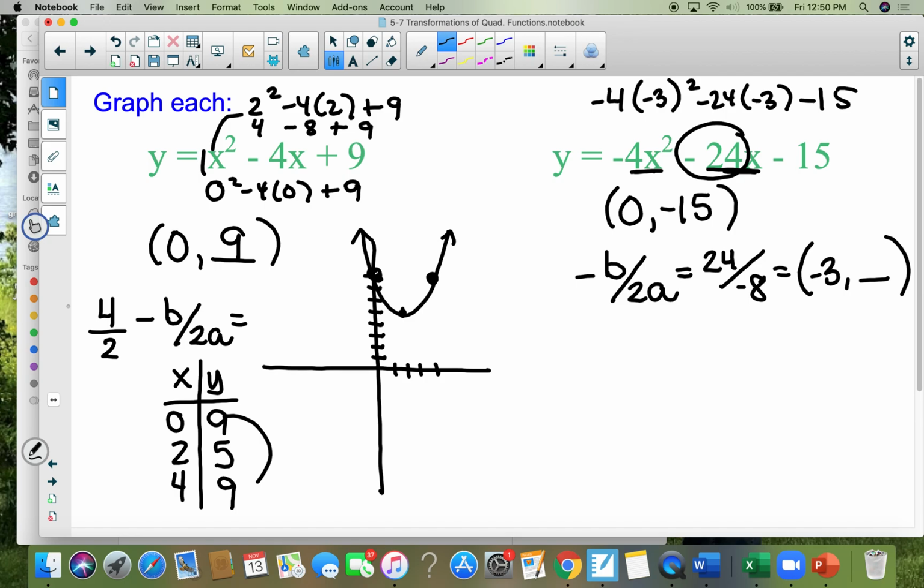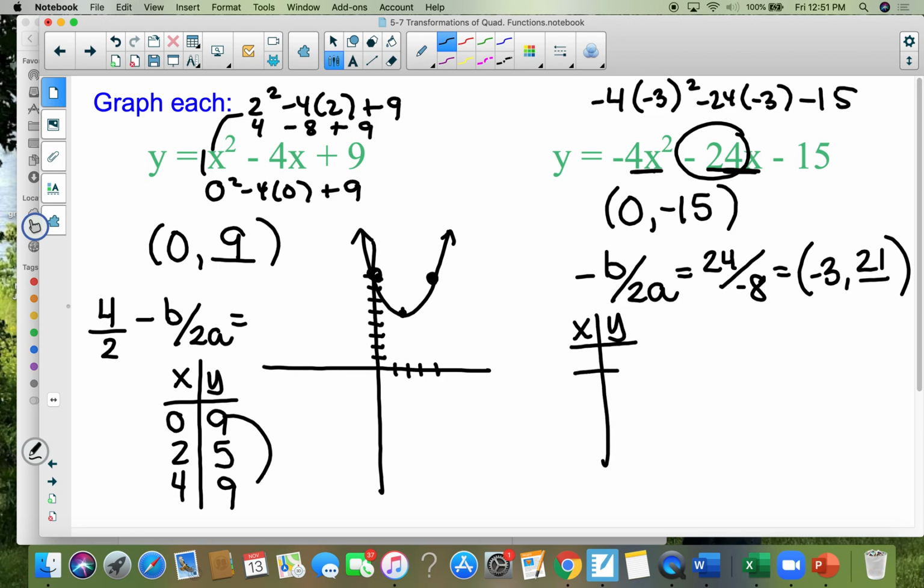So I'm going to put a negative 4 in, and I'm going to use a parenthesis and put a negative 3 parenthesis and then square it. And then I'm going to put a negative 24 times a negative 3, and then I'm going to put a minus 15, and it ends up being 21. So just put it all into your calculator and it'll come up with the number. So we're ready to make a chart.